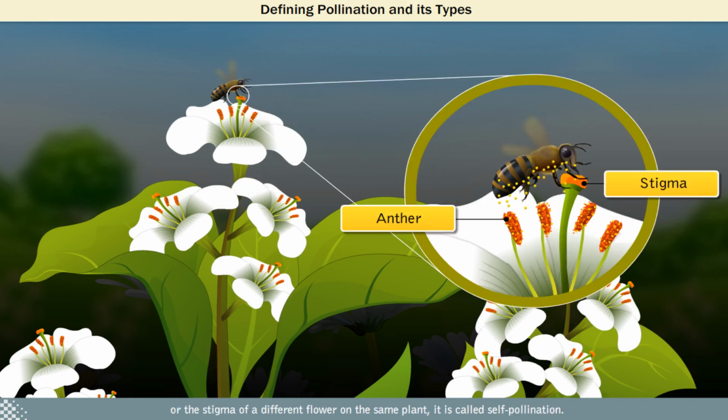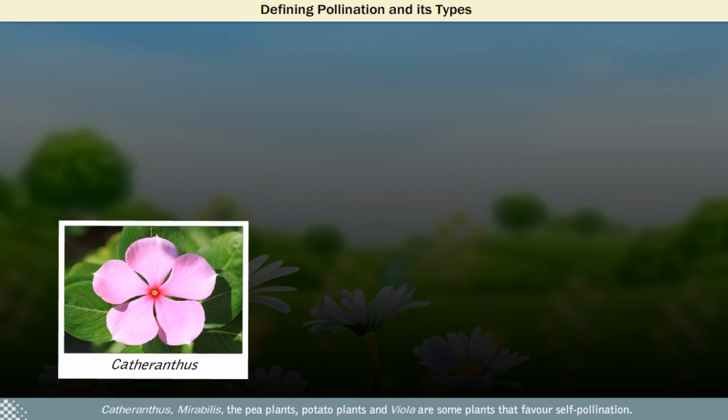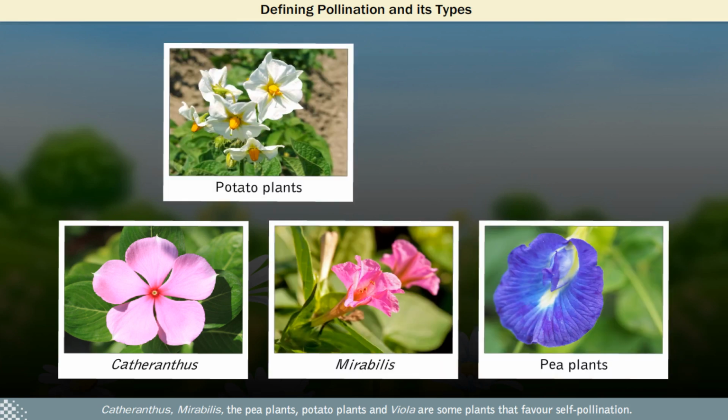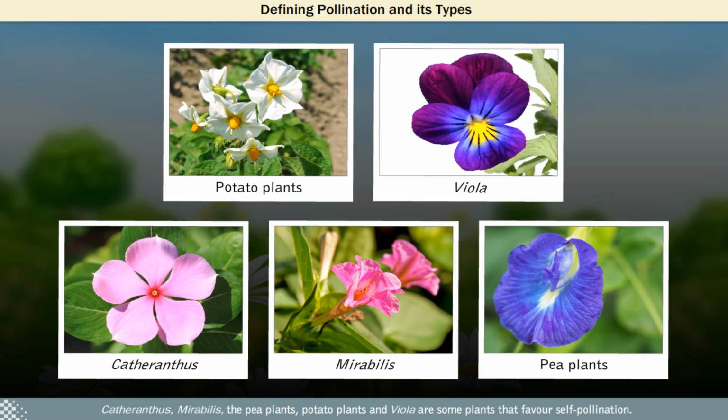When the pollen grains from an anther of a flower reach the stigma of the same flower or the stigma of a different flower on the same plant, it is called self-pollination. Catharanthus, mirabilis, the pea plants, potato plants, and viola are some plants that favor self-pollination.